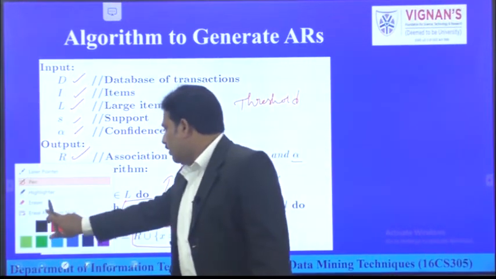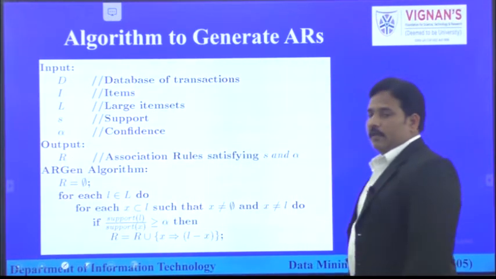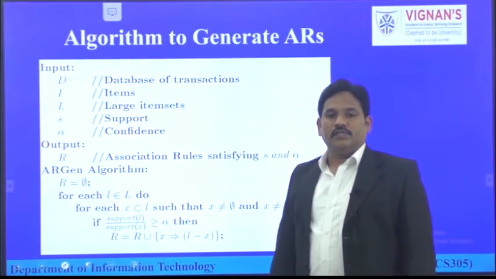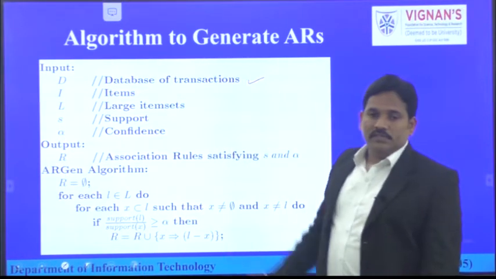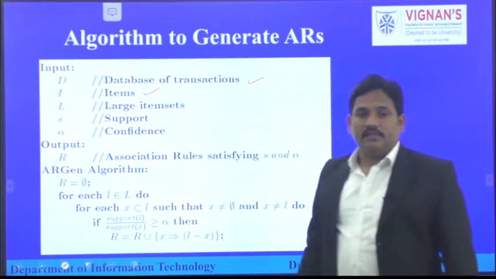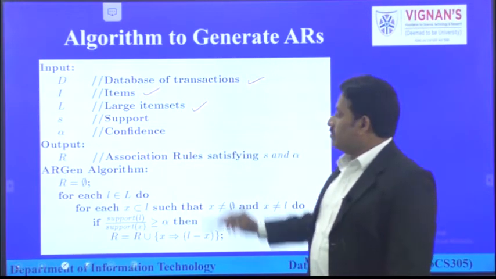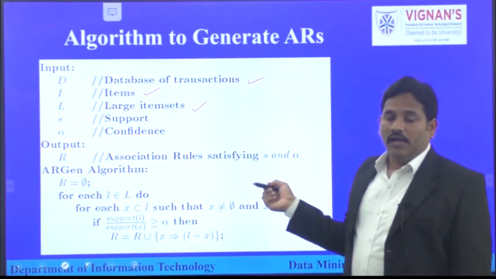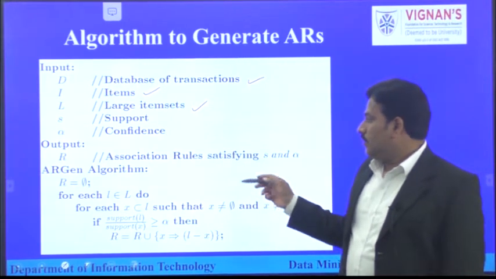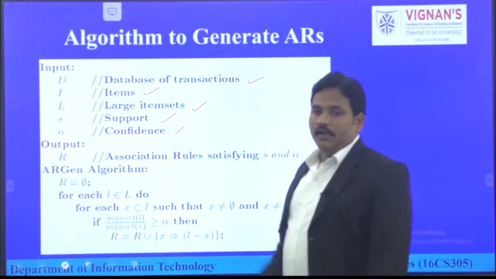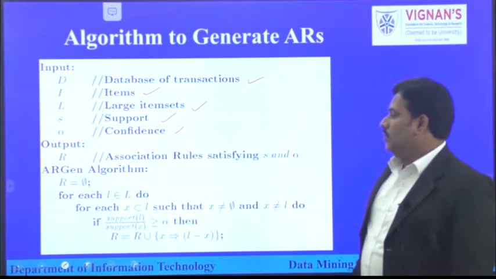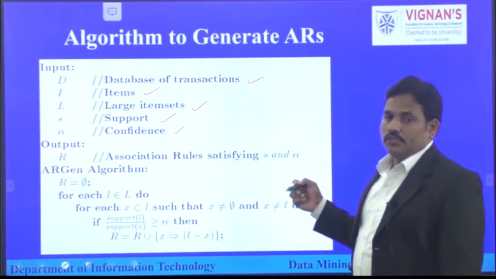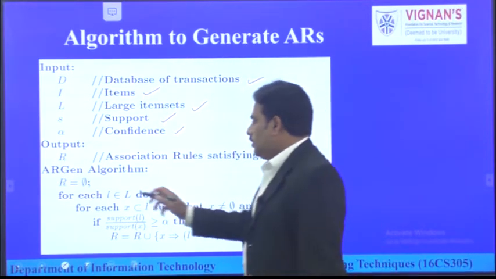Let's see this algorithm again. Here our input parameters are D, which indicates the database of transactions, I, which indicates the total number of items, large item sets. Here capital L indicates large item sets, small l indicates all item sets, S indicates support, alpha indicates confidence. Now we want to generate all possible association rules, that is capital R.